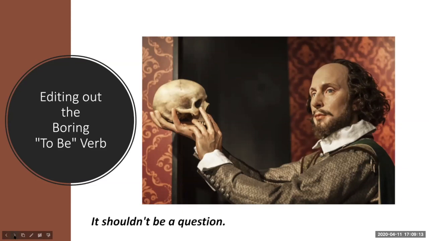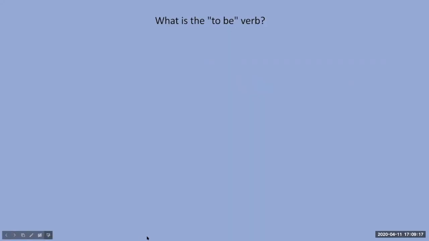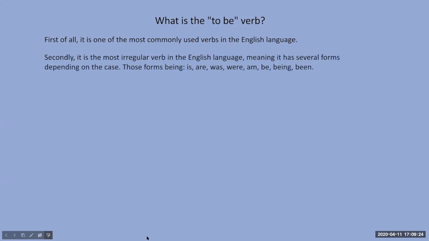Editing out the boring to be verb. It shouldn't be a question. What is the to be verb? First of all, it is one of the most commonly used verbs in the English language. Secondly, it is the most irregular verb in the English language, meaning it has several forms depending on the case. Those forms being is, are, was, were, am, be, being, been.